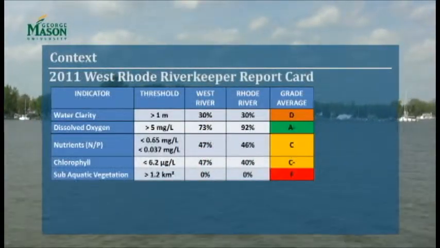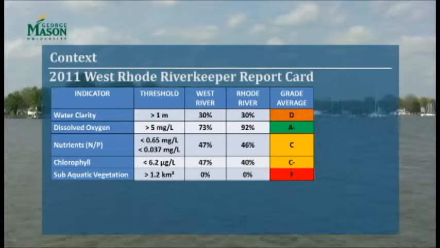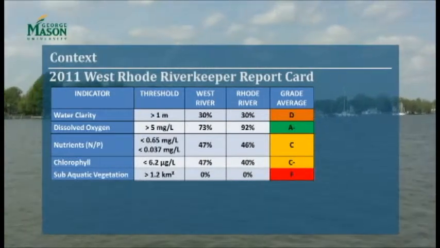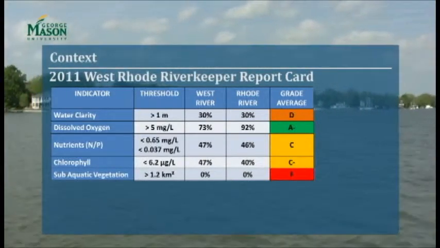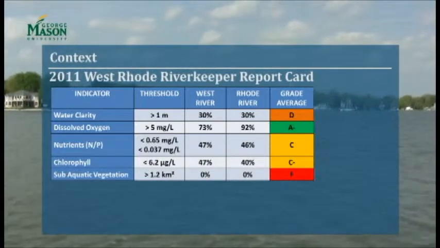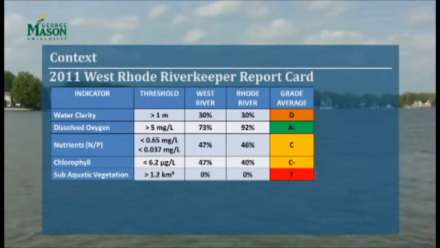Shown below is the 2011 West Rhode Riverkeeper report card, in which you can see the water clarity, dissolved oxygen, nutrients, chlorophyll, and subaquatic vegetation as they meet or do not meet the threshold and their grade average for that year.